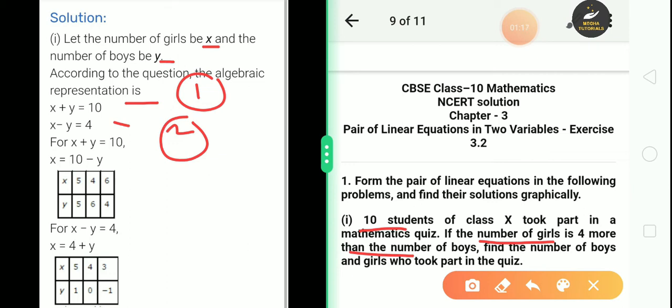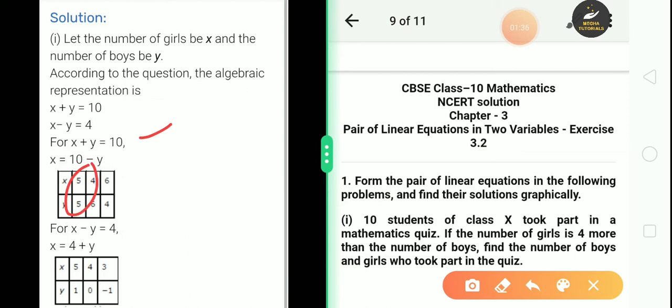Okay, so let's start. So consider equation 1, that is x plus y is equal to 10, and from this equation we can write x is equal to 10 minus y. Okay, so first we will assume values of y, so that we can get the values of x. So when y is 5, we get x is equal to 10 minus 5, 5. When y is 6, 10 minus 6, 4, so (4, 6). When y is 4, we get 10 minus 4, 6, so coordinates are (6, 4).